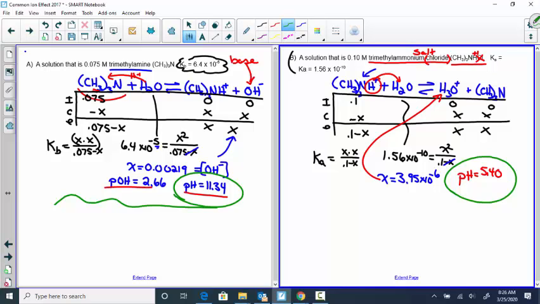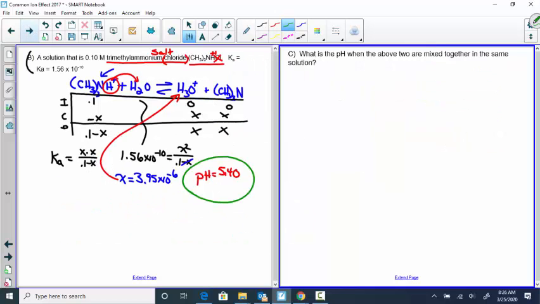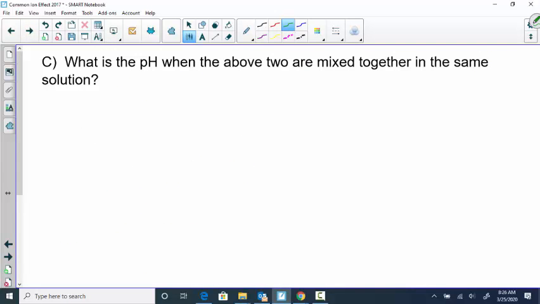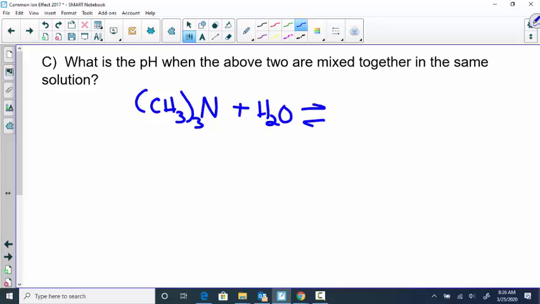Now, the question becomes, what's going to happen when we mix those two solutions together? So, part C of this is, what is the pH when the above two are mixed together? And this is where it gets a little tricky with, what equation do I use? And the equation that you're actually going to use is the equation of the original base. And that's going to be something in this chapter that we are going to have to get used to.